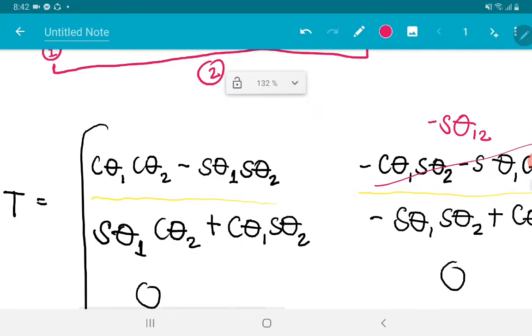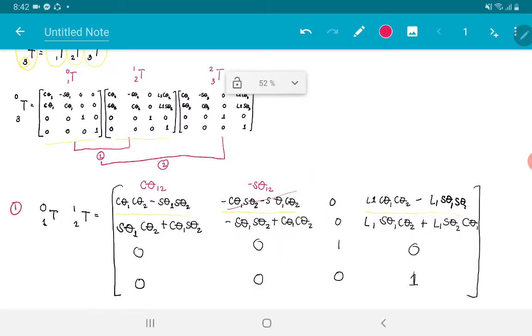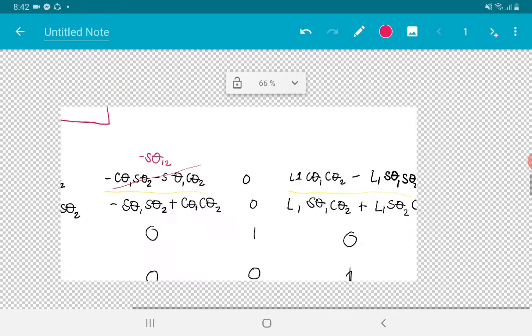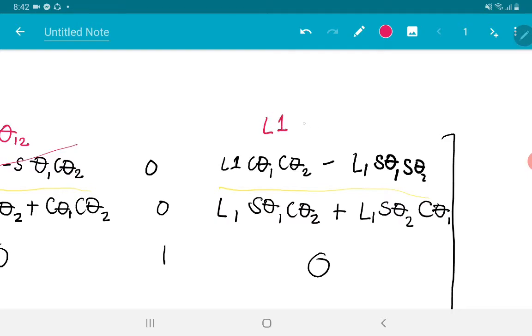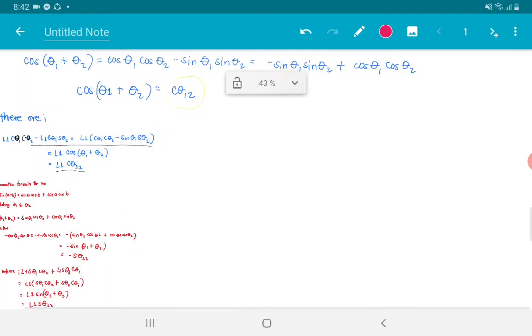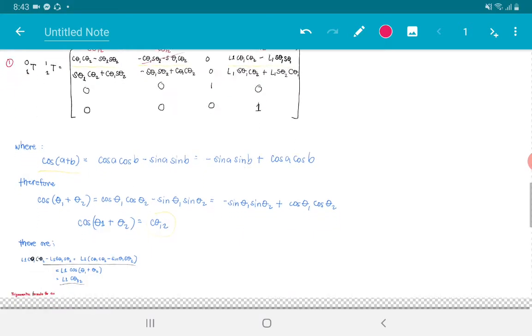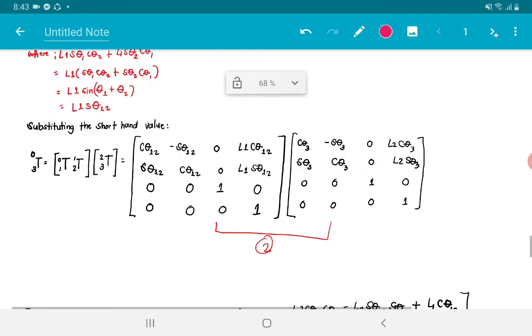Then here we can have cosine theta 1, 2. And here we can have L1 cosine theta 1, 2. So, am I correct with this? So, there you go. Cosine 1, 2. Okay, that's good.